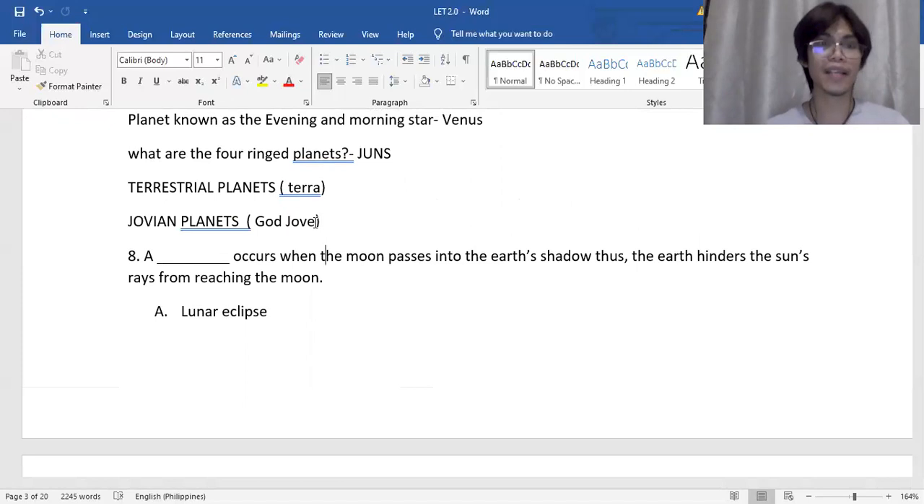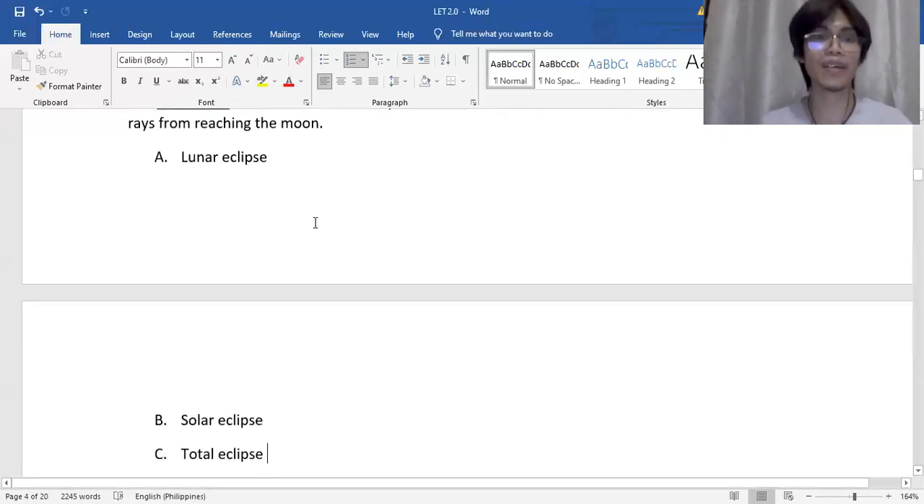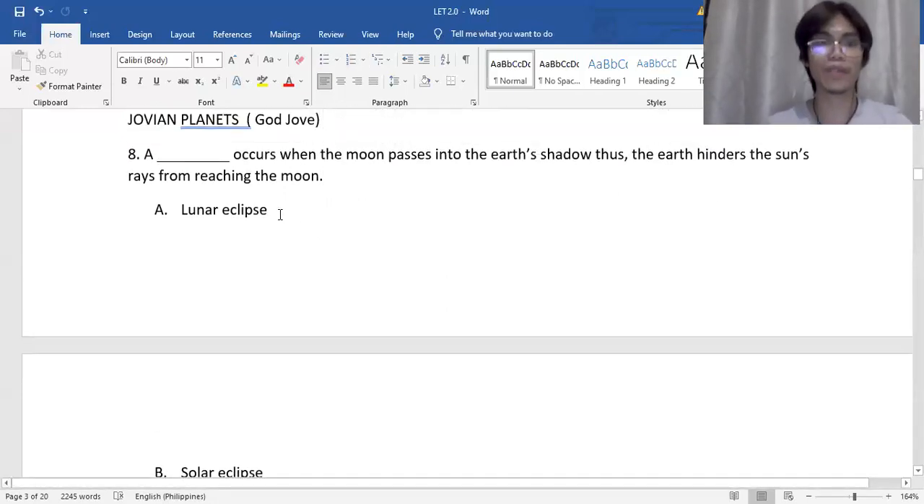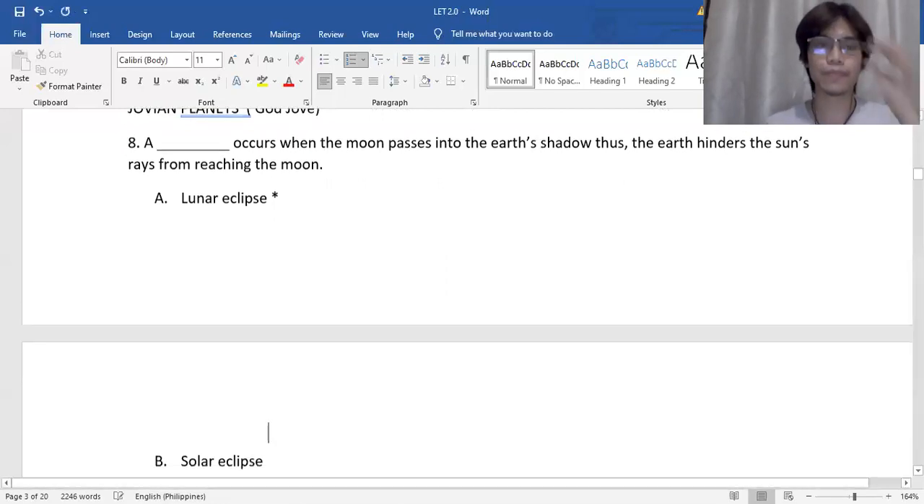All right. Next one, number 8. A blank occurs when the moon passes into the Earth's shadow. Thus, the Earth hinders the sun's rays from reaching the moon. So that's correct. That is lunar eclipse.